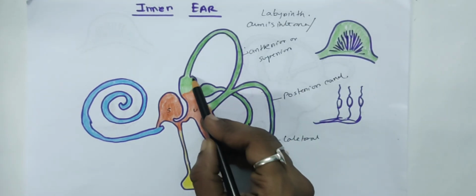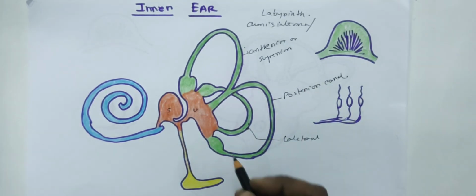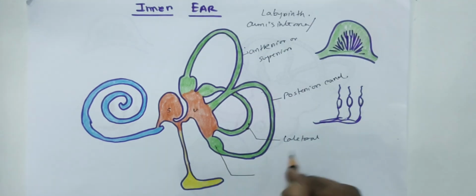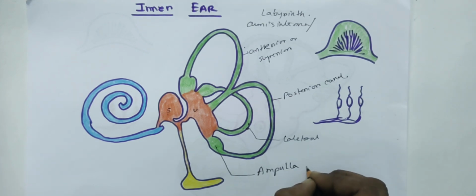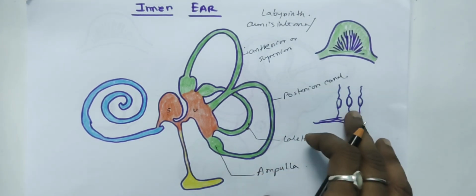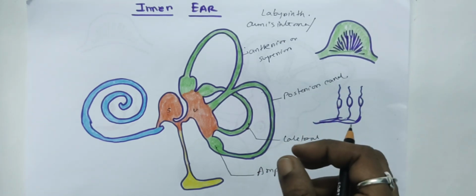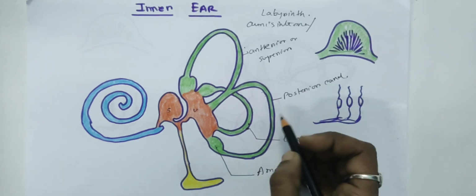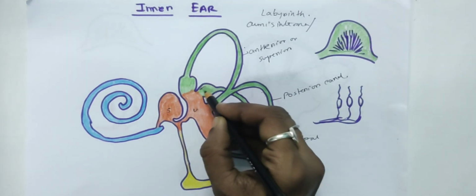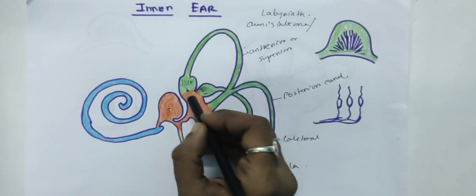At the base of the semicircular canal there is a swollen part. This swollen base is called ampulla. In the swollen ampulla, receptor organs are present. They control the balance. This is called the crista ampullaris. The receptor organ of balance present here is called crista ampullaris.